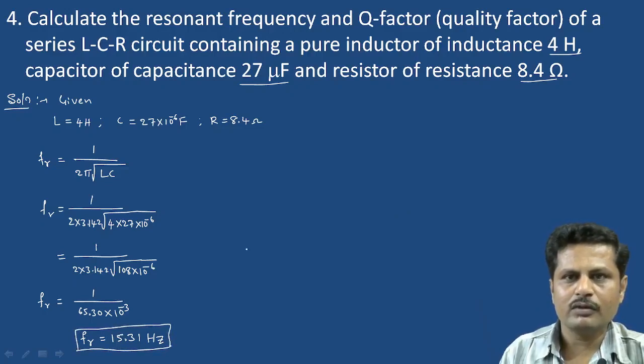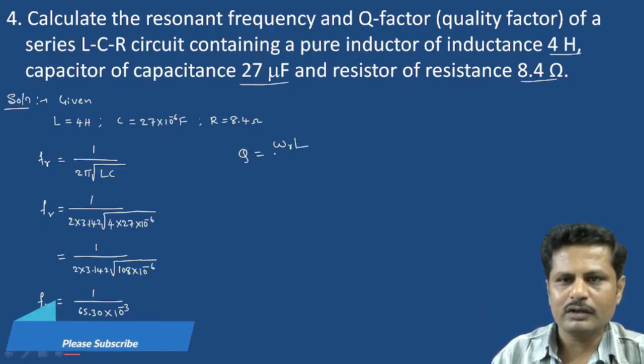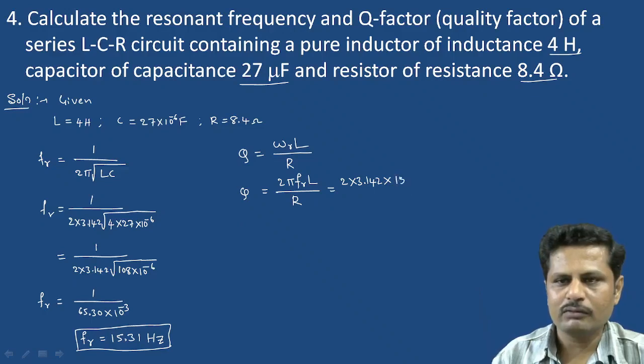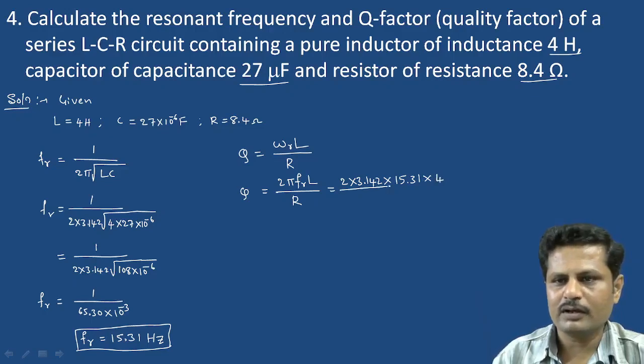Now we need to find out the quality factor. So we know that the quality factor is equal to the angular resonant frequency times L divided by R. So substituting the values, Q is equal to omega L by R, that is 2 pi f L divided by R. Substituting the values, that is 2 into 3.142 into the frequency 15.31 into L equals 4 Henry divided by R, this is 8.40.